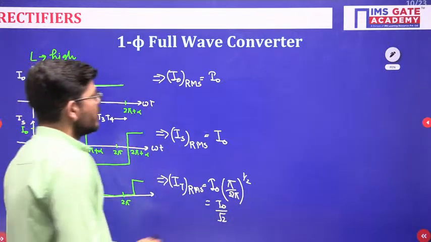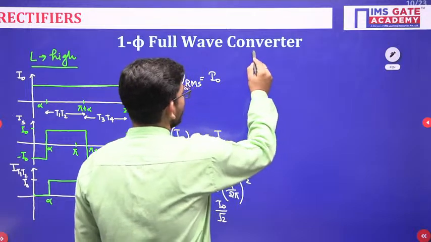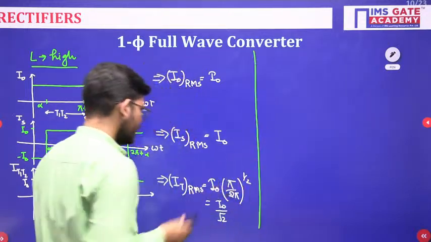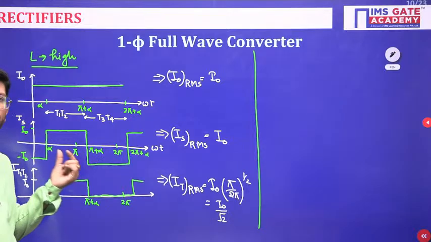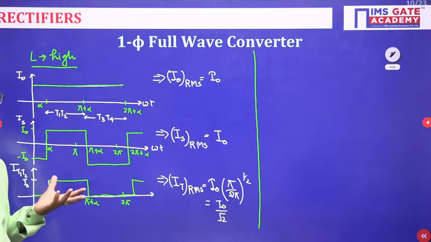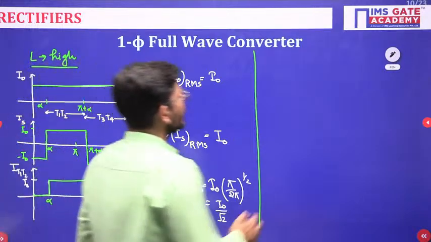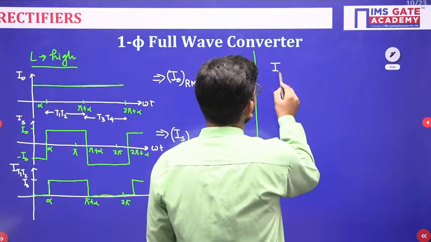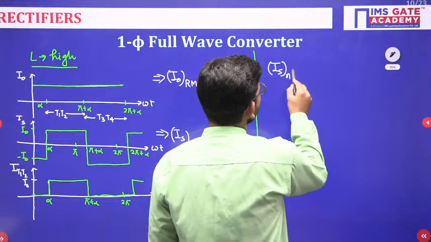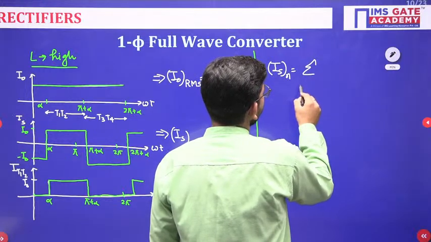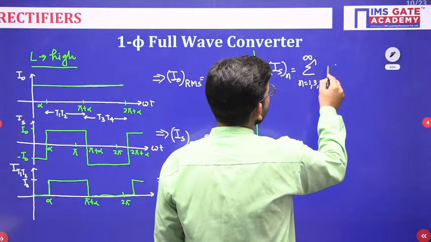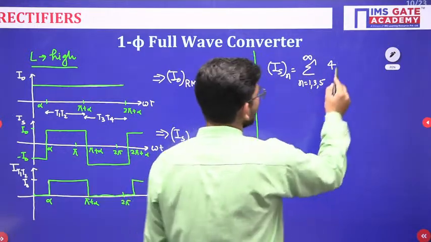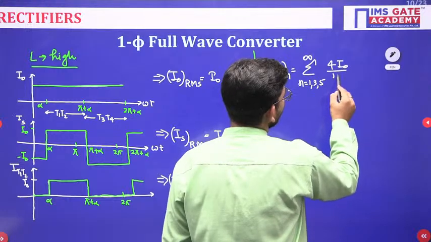Now suppose I want to find the Fourier series expression. Your source current ideally has to be a pure sinusoid, but it is a square wave kind of waveform, isn't it? So we have to write the Fourier series for it because it has harmonics. The Fourier series expression will be, for n equals 1, 3, 5 to infinity, 4 I naught upon n pi.